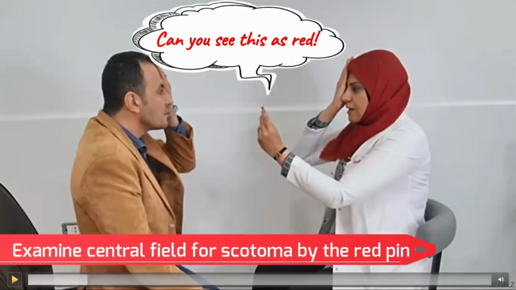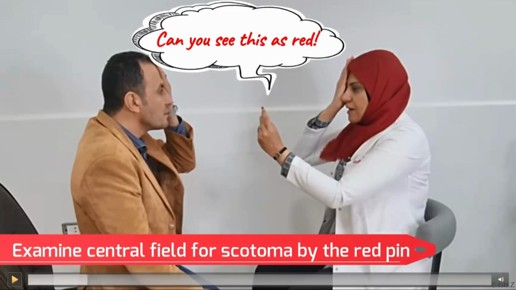So first we'll put the red pin at the center and check the central field. I can ask the patient, can you see this red pin? It should be seen as red. You have to make sure it is seen as red, because he might see it washed out, for example, or gray. This is an abnormal finding, and we can talk about it later. But you have to make sure that they can see it as red.